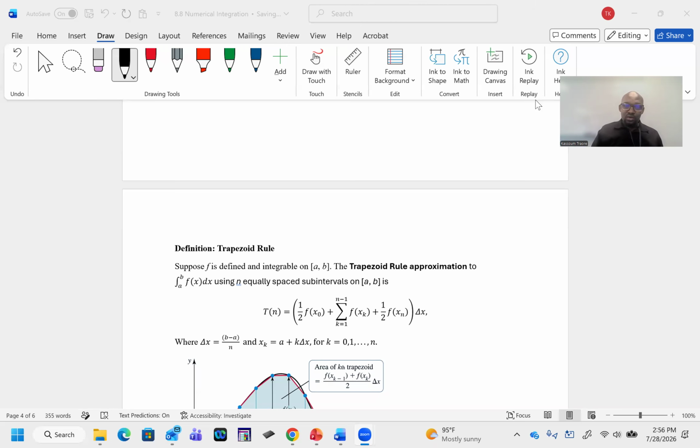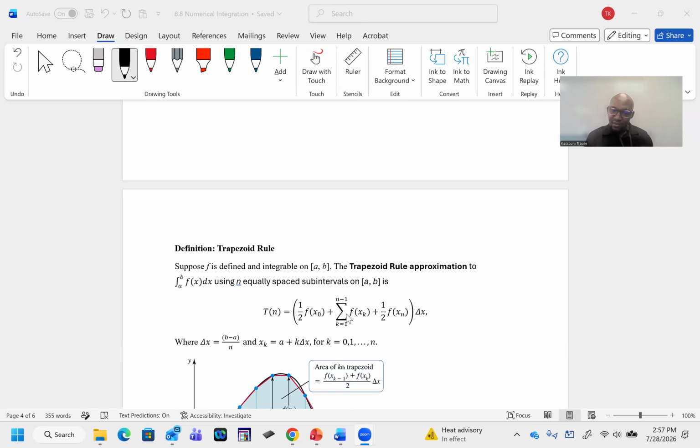So now let's talk about the definition of the trapezoid rule. The trapezoid rule means what? Suppose f is defined and integrable on the closed interval a to b. The trapezoid rule approximation to the integral from a to b of f of x dx, using n equally spaced subintervals on the closed interval a to b, is Tn equals 1 divided by 2 f of x0 plus the sum of k equals 1.